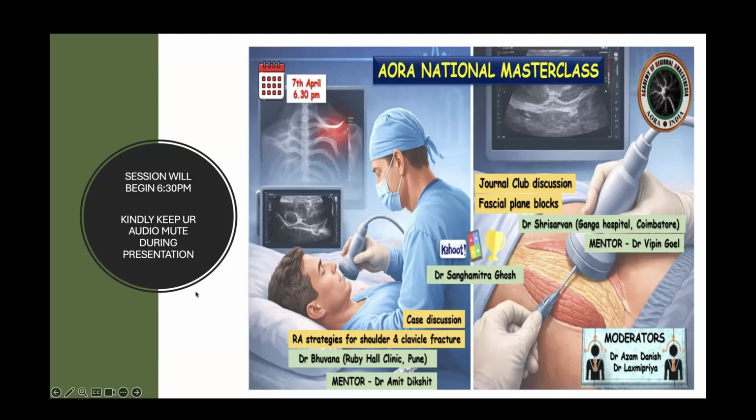One is RA strategies for shoulder and clavicle fracture by Dr. Bhuvana from Ruby Hall Clinic, Pune, under guidance of Dr. Amit Dikshit sir. And second will be a journal club discussion on facial plane blocks by Sri Shravan from Ganga Hospital, Coimbatore, under mentorship of Vipin Goyal sir.